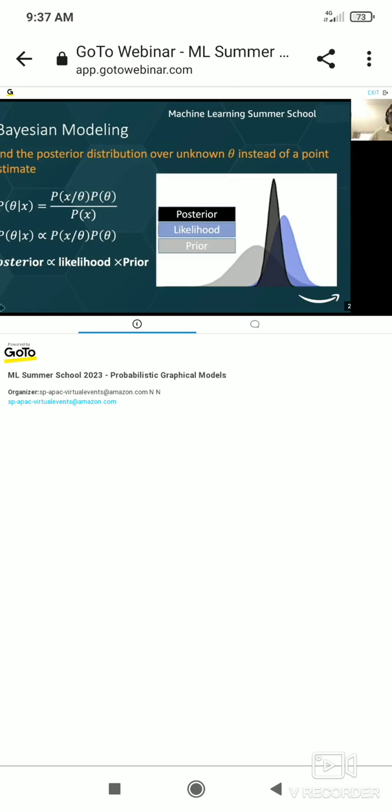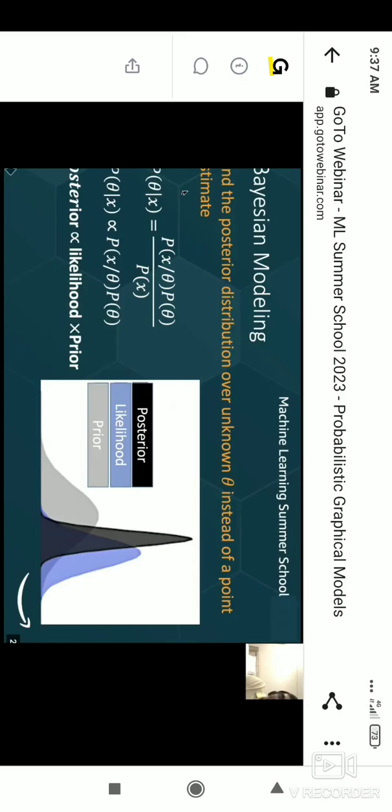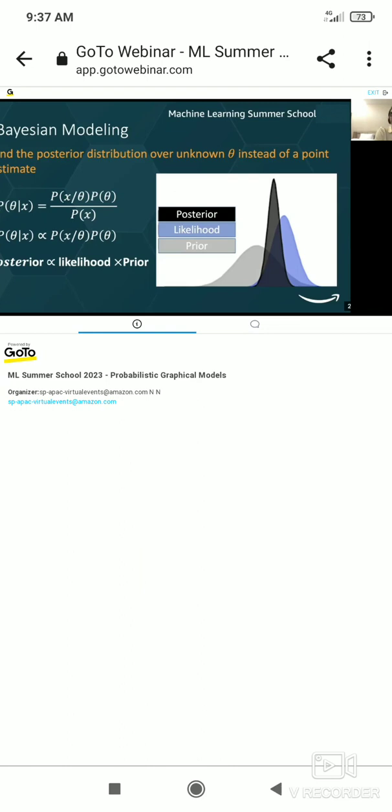One problem with estimating this distribution is that you have a p of x appearing in the denominator, which is the probability of the joint distribution of the data. But that is not easy to estimate. In most real-world examples, it will be practically impossible to estimate p of x. So since p of x does not explicitly depend on theta, we can remove it from the expression and put a proportionality constant there. That is, p of theta given x is proportional to p of x given theta into p of theta.